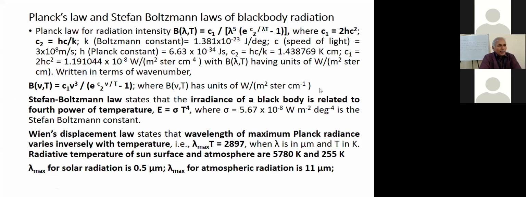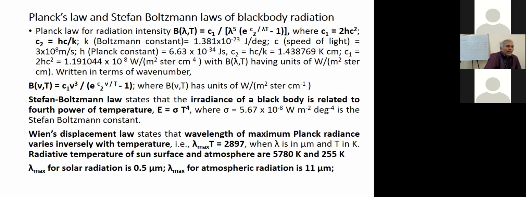There is another very important law, called the Stefan-Boltzmann law, that states that the irradiance of a blackbody is related to the fourth power of temperature. So if I know the irradiance of the blackbody radiation radiated by the Earth's surface, then I can find out the temperature of the Earth's surface.